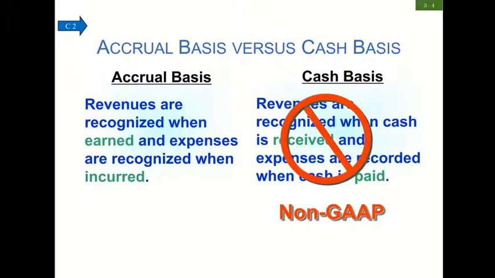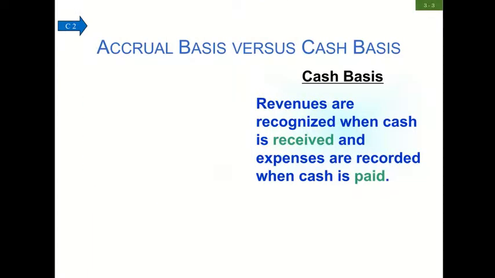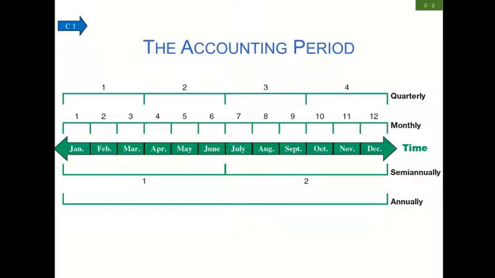Earned means that the goods are delivered to the customer. At this point in time, when the exchange happens, the revenue is recognized. And at the same point, expenses are recognized when incurred, which means when the service is received by the company. In this case, the expenses should be recognized. And this is mainly related to the accounting period.